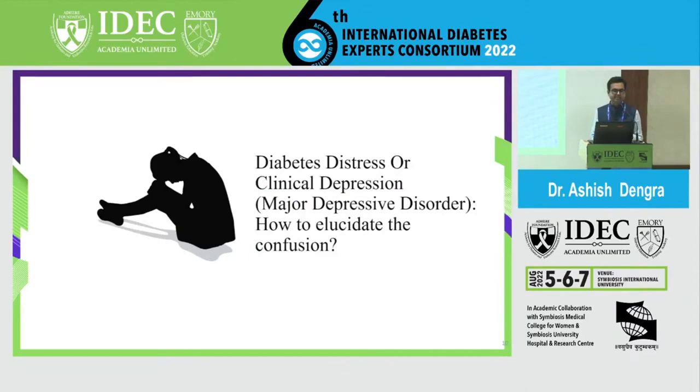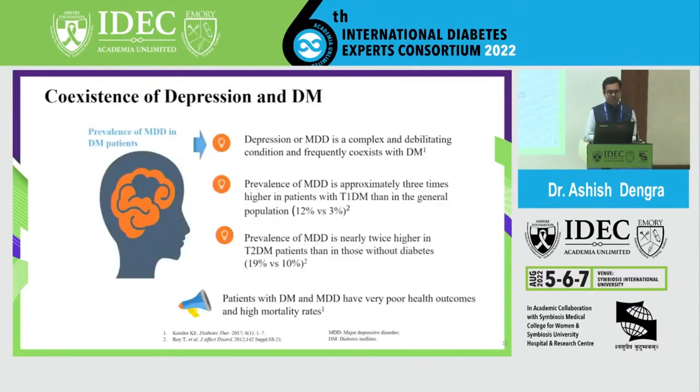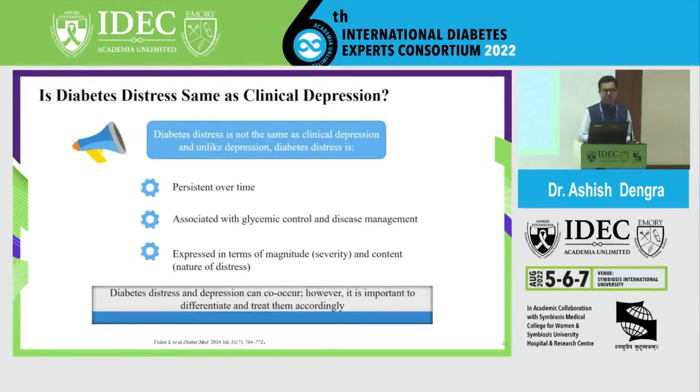So how can you differentiate diabetes distress from major depressive disorder? Major depressive disorder, we know, is a complex and debilitating condition which frequently coexists with diabetes. In many patients we see they are depressed, but diabetes distress is different from major depressive disorder. In type 1 it is nearly about 12%, and in type 2 it is 19%. Patients with diabetes and major depressive disorder have ultimately poor health outcomes, and they have high mortality.